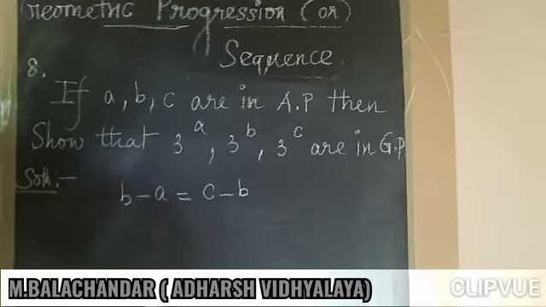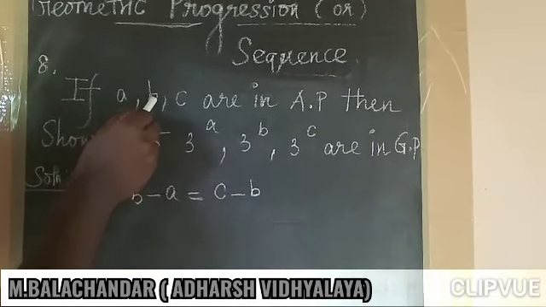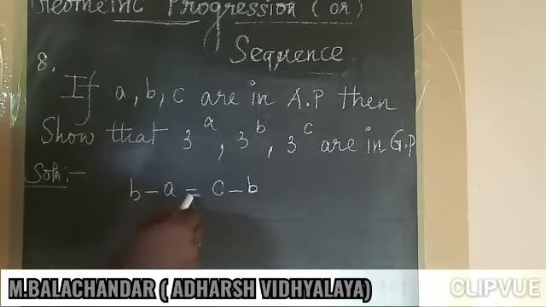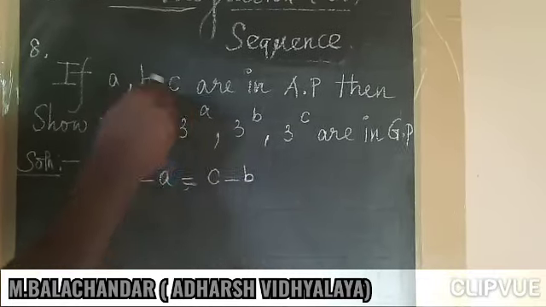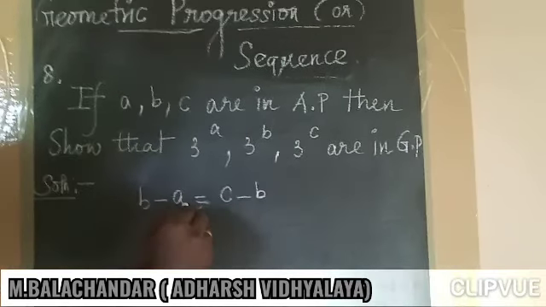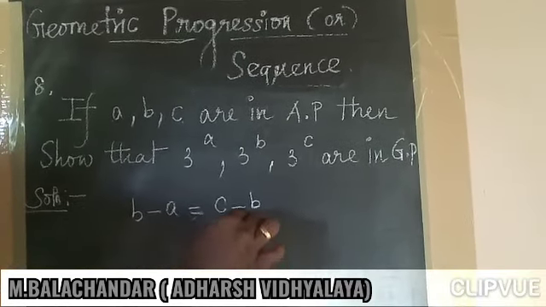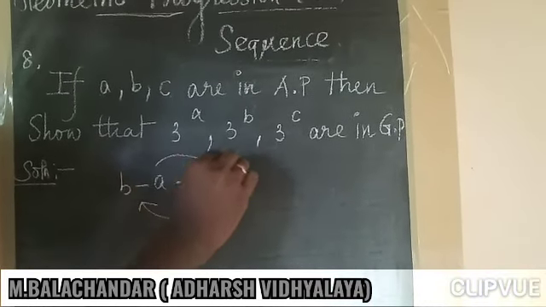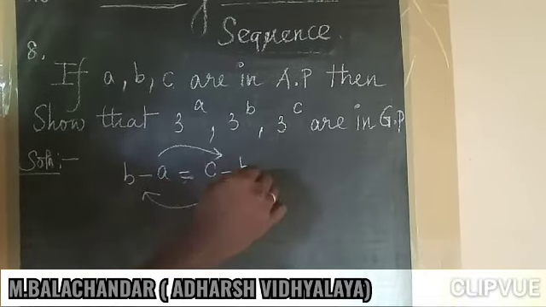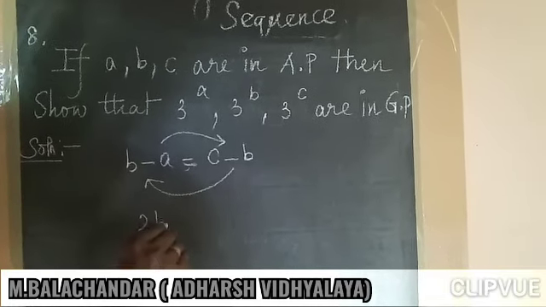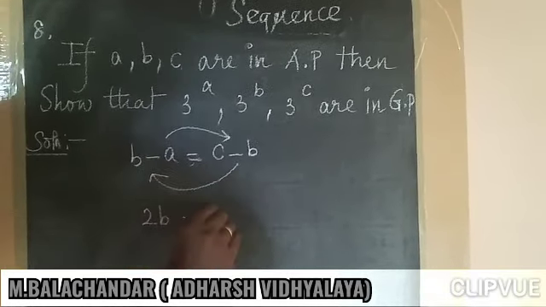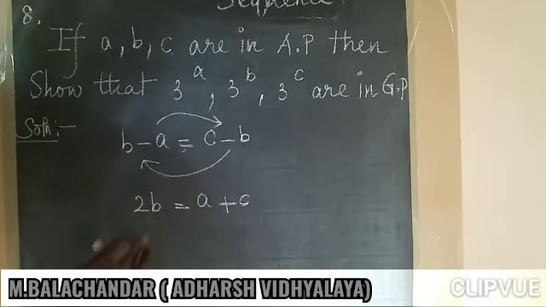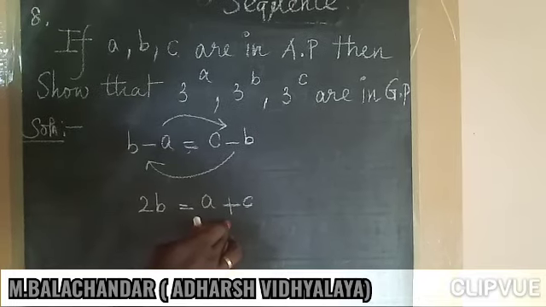How to find the common difference? Term 2 minus term 1. So B minus A is equal to the second difference, that is C minus B. If you take this left hand side term to the right hand side, B minus B becomes plus B. It gives 2B is equal to A plus C. So 2B is equal to A plus C.